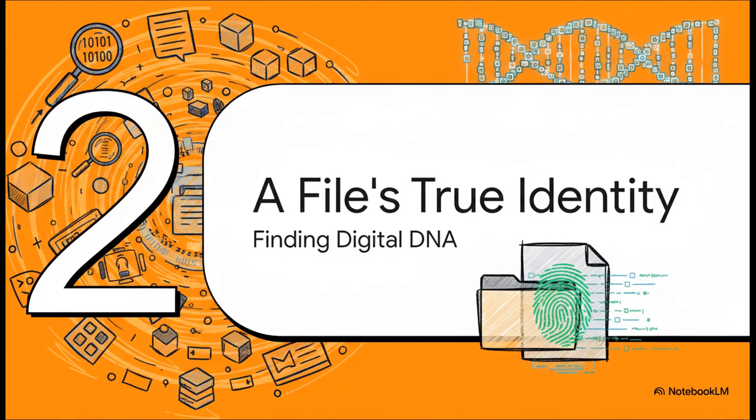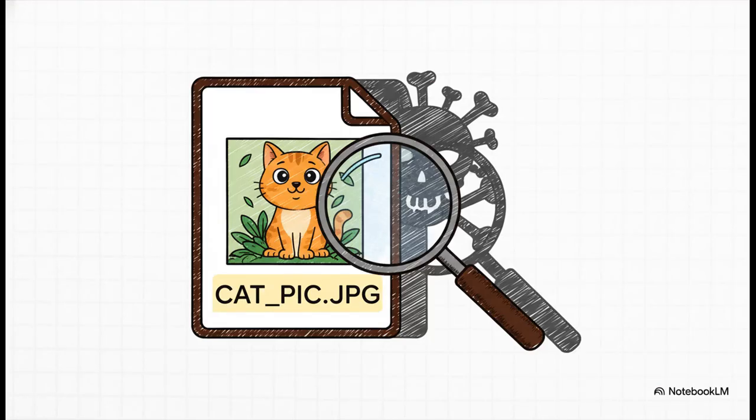All right, so now that we kind of get the language, how do investigators actually use it? Let's look at how they find a file's true identity, what you might call its digital DNA. Because here's the crucial point. You absolutely cannot trust what you see. A file extension, that little .jpg or .docx, it can be a flat-out lie. Someone can easily rename a malicious program to look like a harmless picture just to hide what it really is.